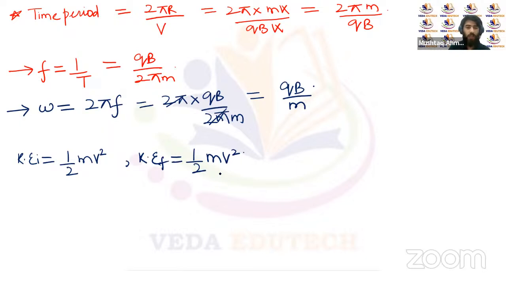So the total kinetic energy before will be equal to the total kinetic energy after. The only thing that will change here is the velocity vector. The direction of the particle is going to change. So the kinetic energy will remain as half mv square.